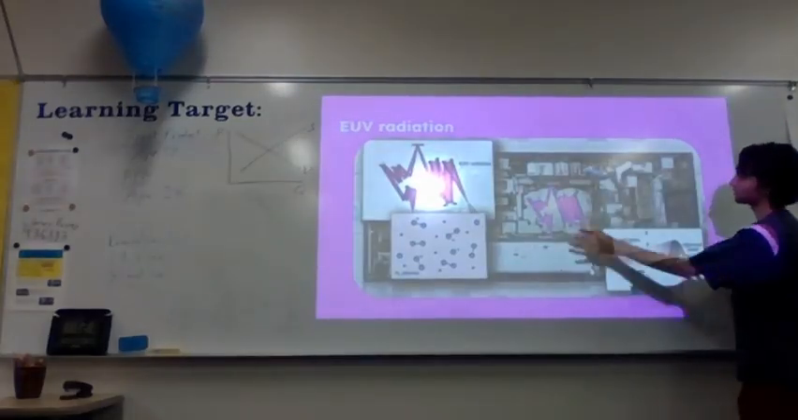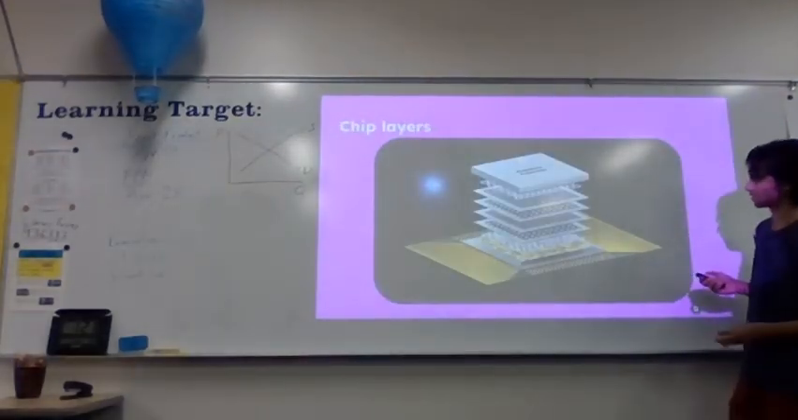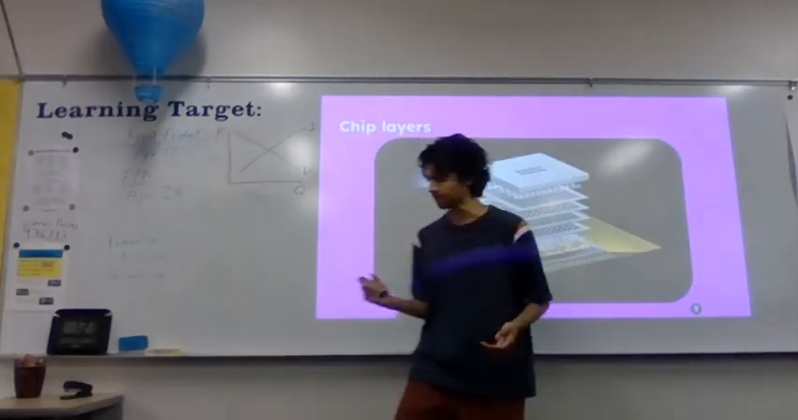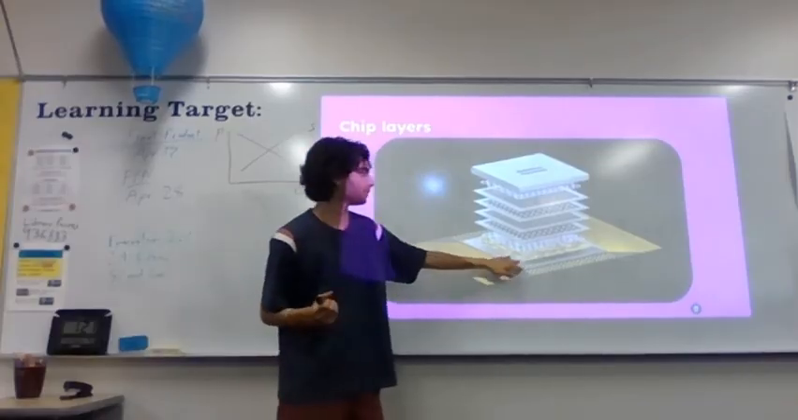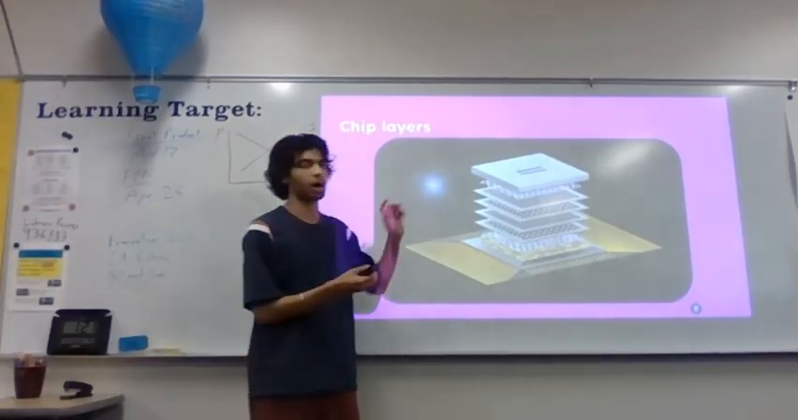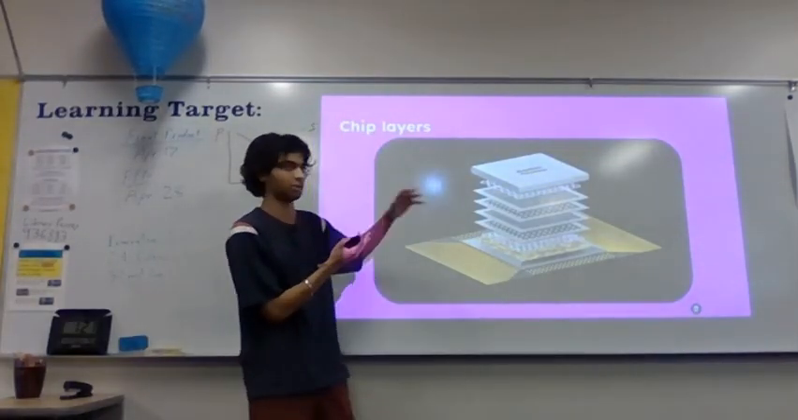See, really big. Chip layers. So here is basically how a chip is formed. You've got your transistors on the bottom, and then these other layers are a bunch of wires that go and connect the transistors together.